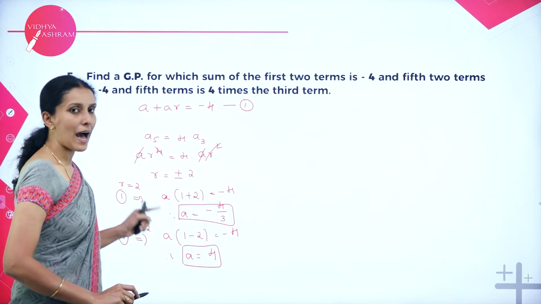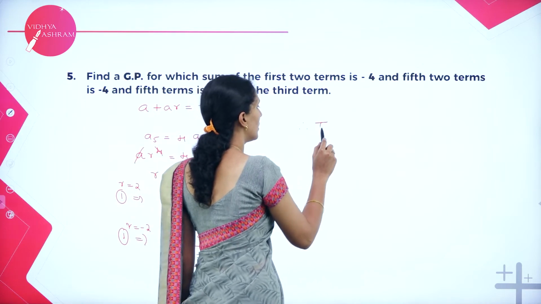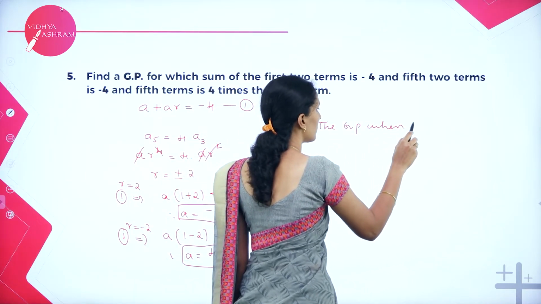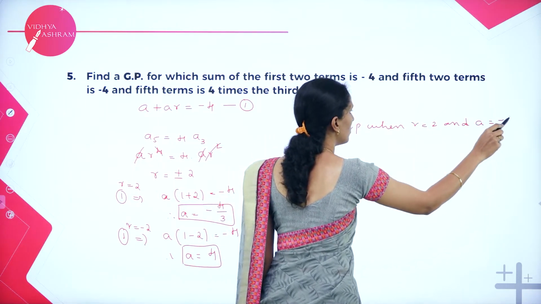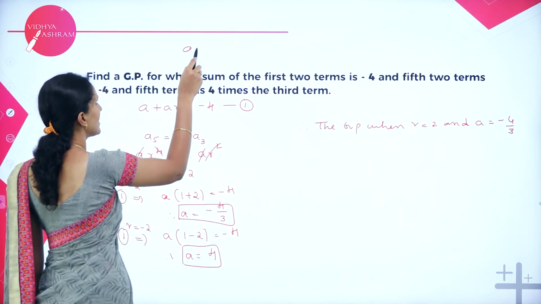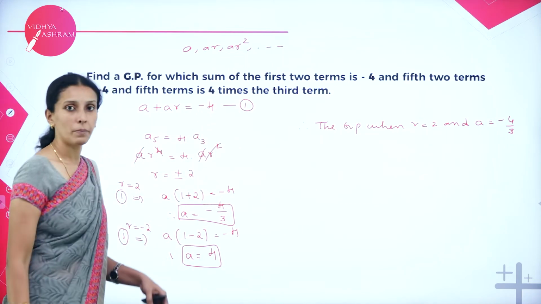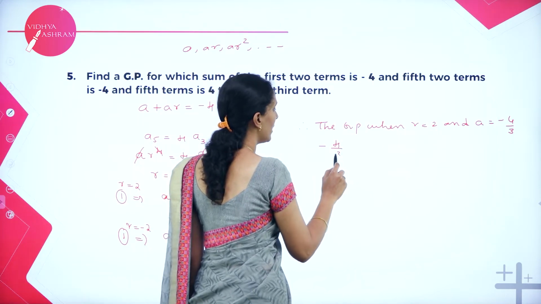So based on R and A, we can write the GP. So therefore, the GP when R is equal to 2 and A is equal to minus 4 by 3. Any GP can be written as A, AR, AR square, etc. So this will be our GP. So what is the first term? A is minus 4 by 3.